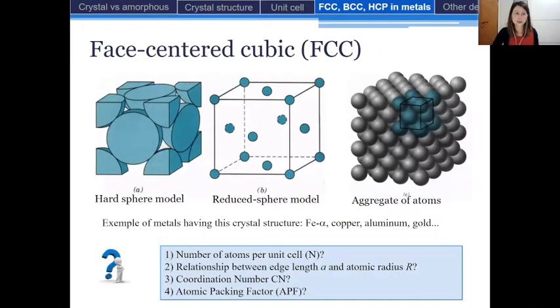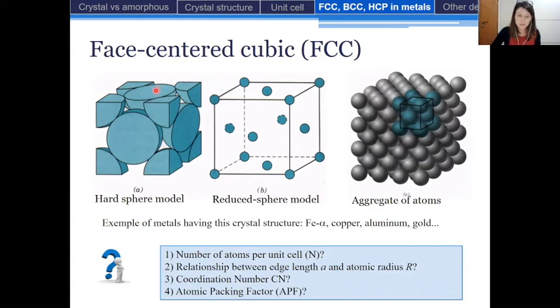So let's focus first of all on the face-centered cubic structure. As you can see, the face-centered cubic structure, or FCC, can be described in the following way. We have one atom located at each corner and one atom placed in the center of all the cube faces. I can show you right here: one atom located at each corner and one at the center of each face.